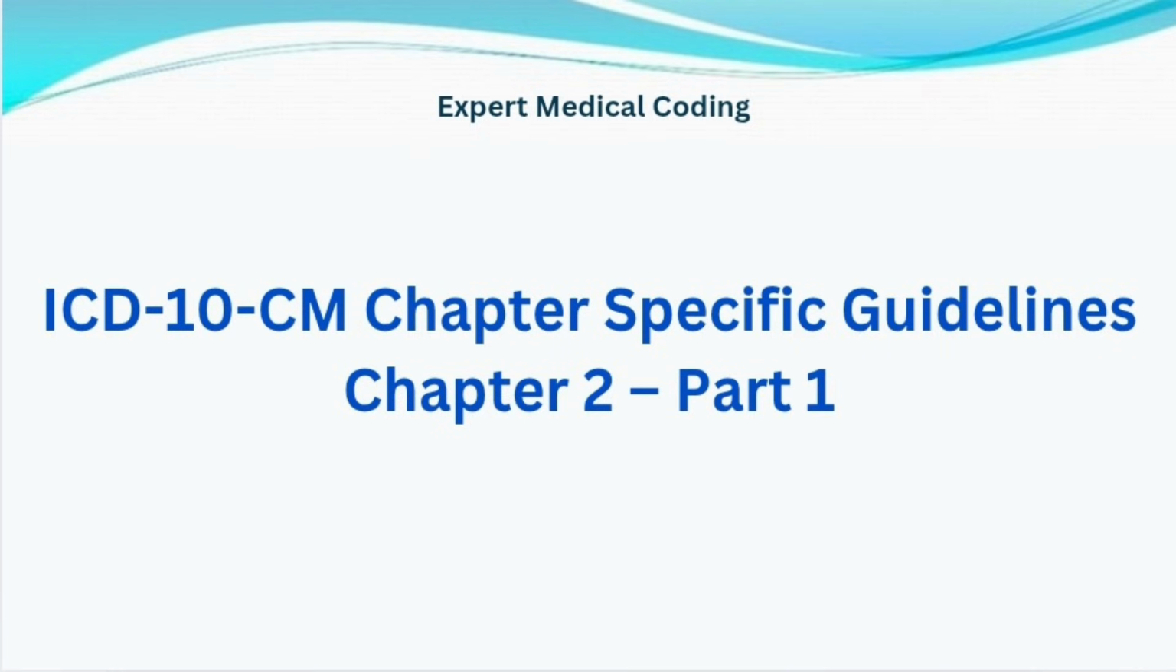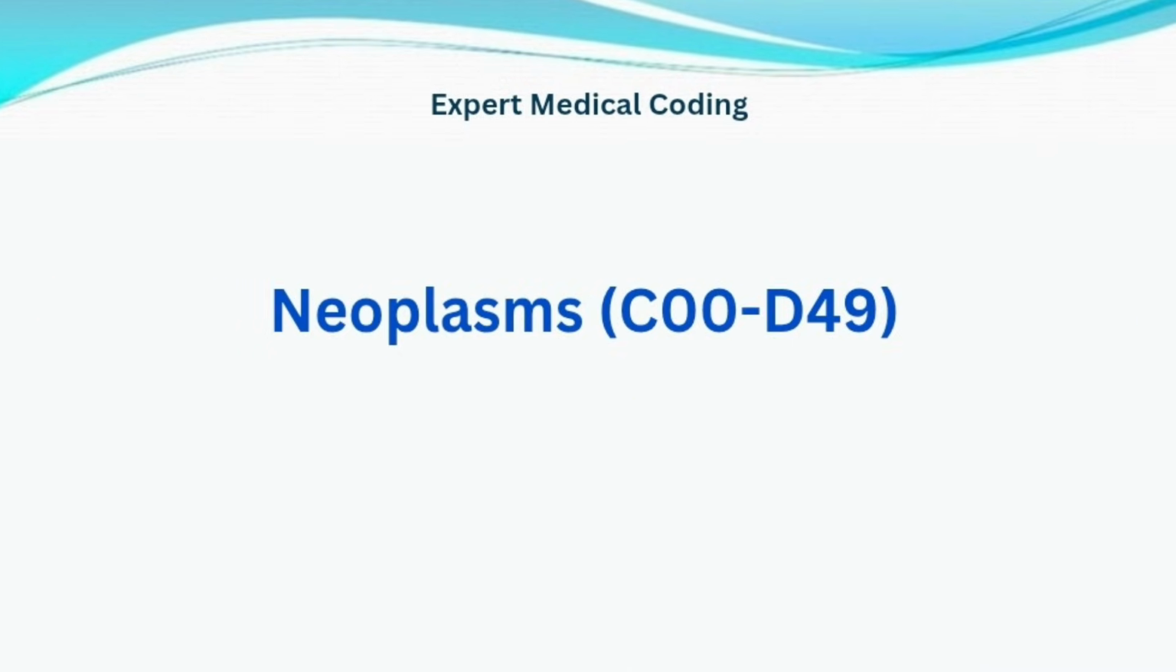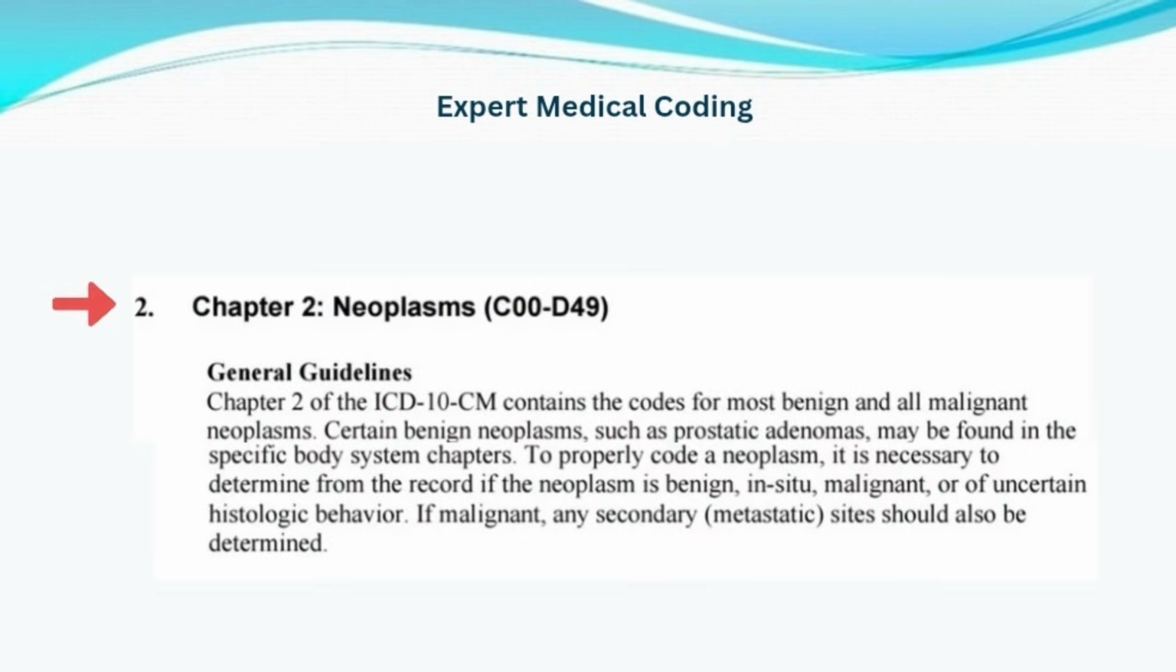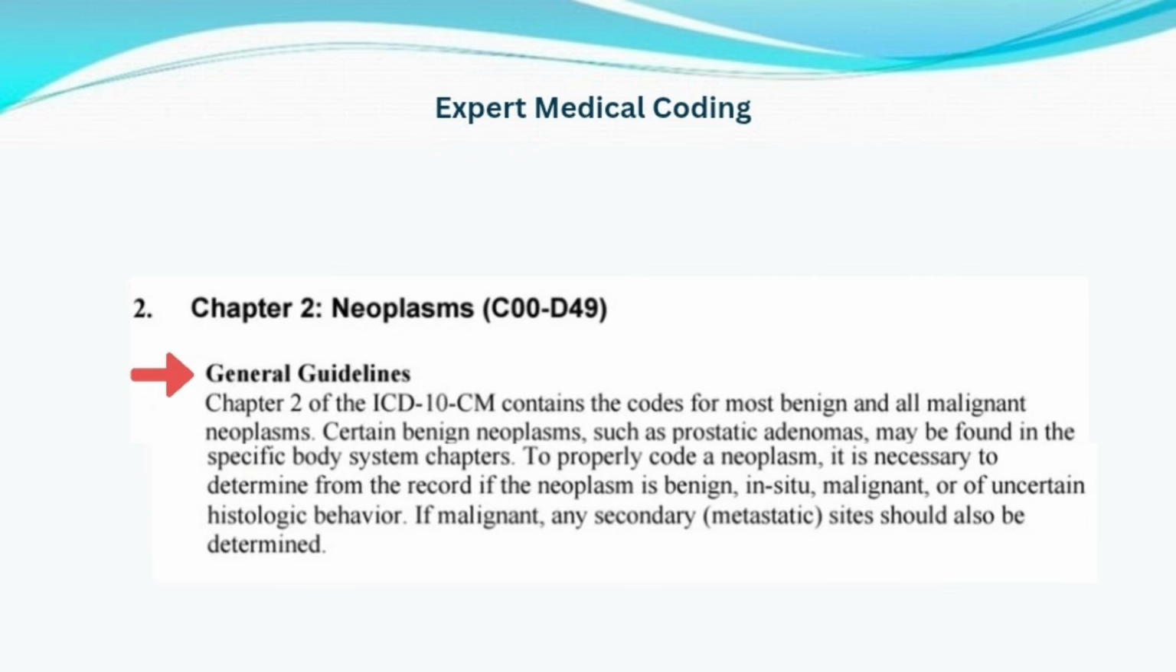Today, in this video, we are going to focus on Chapter 2 of ICD-10-CM, that is Neoplasms. This is one of the most essential chapters for medical coders, covering everything from benign tumors to malignant cancers. So we'll go through it step by step using practical examples to make the concepts clear and easy to apply. So let's start by going through the guideline first, and then I'll break it down in a clear and structured way. Neoplasms. Let's start with the general guidelines.